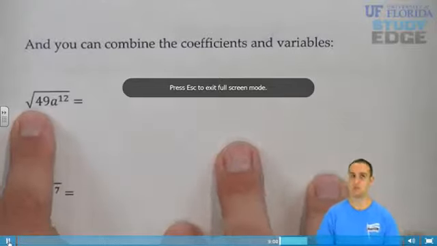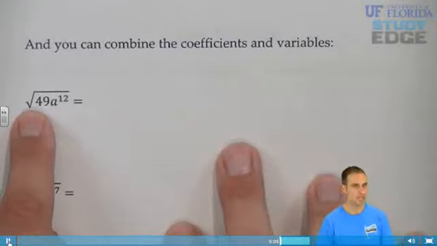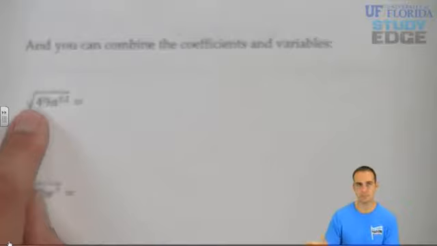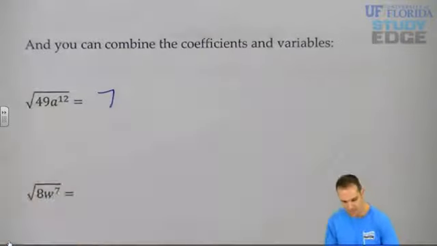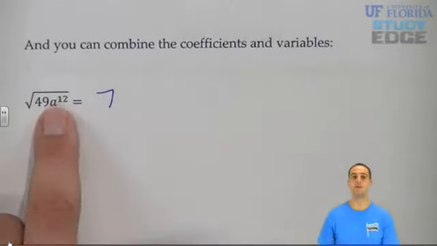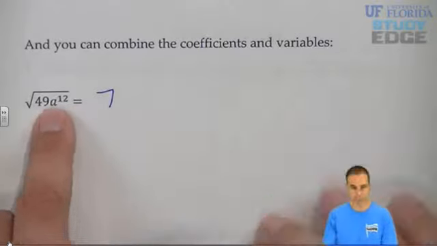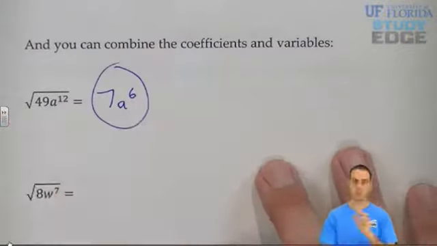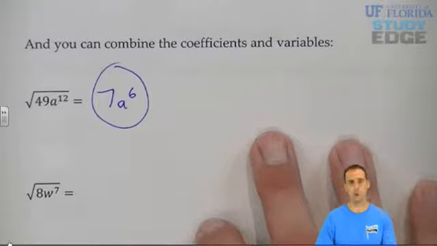Remember, what is the square root of 49? 49 is a perfect square. It's perfect. 7 times 7. So the square root of 49 is 7. Then we have variables, different thought process. With that variable, we have 12 a's. 2 goes into 12 6 times. And you're done. No more radical. Everything worked out beautifully where there was no radical left over.